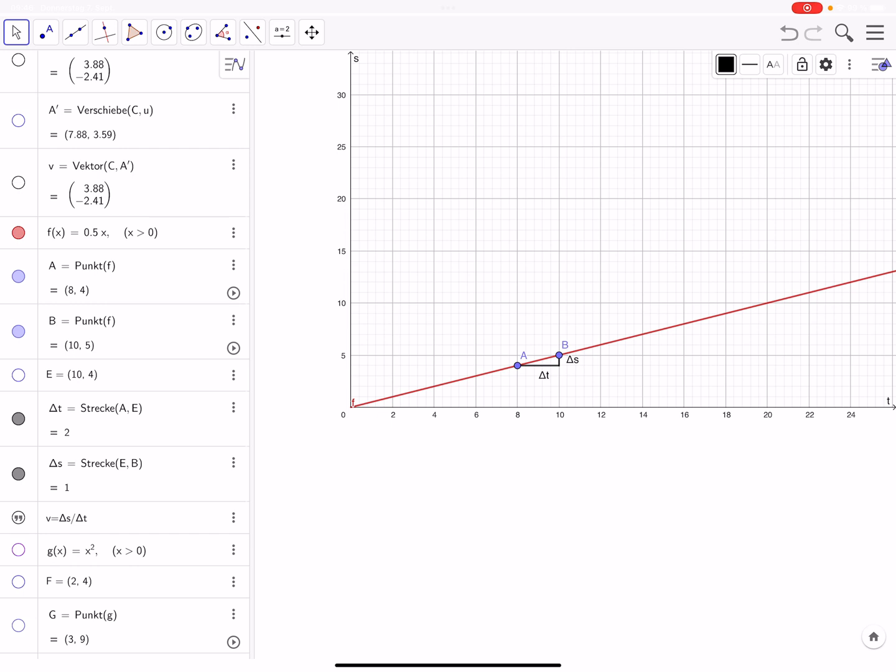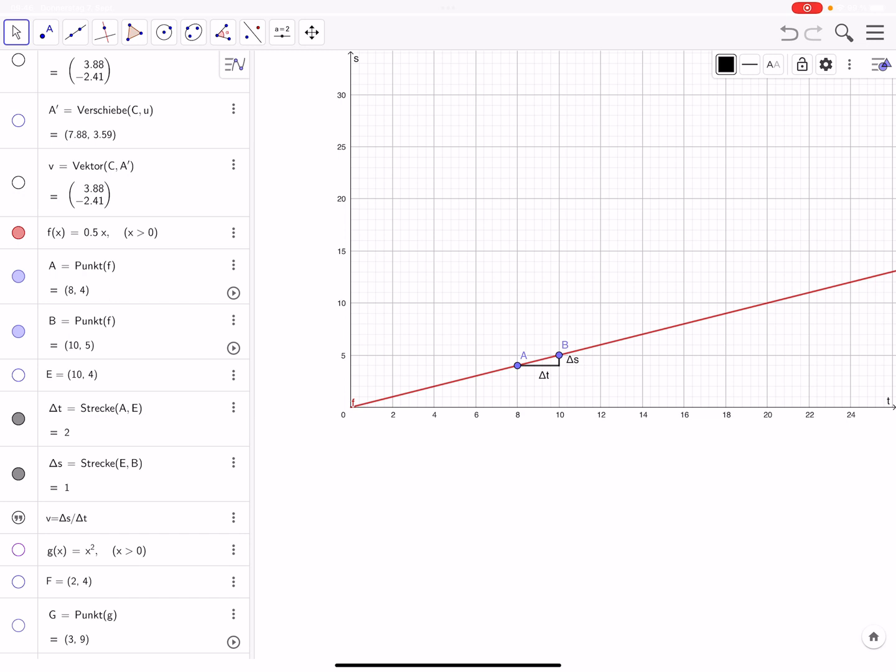between these 2 points there is a certain time interval. In this case delta t is 2 seconds. And when you look at the second formula, that's what applies here also. So the delta t is t2 minus t1, that's 10 minus 8, and that is 2.